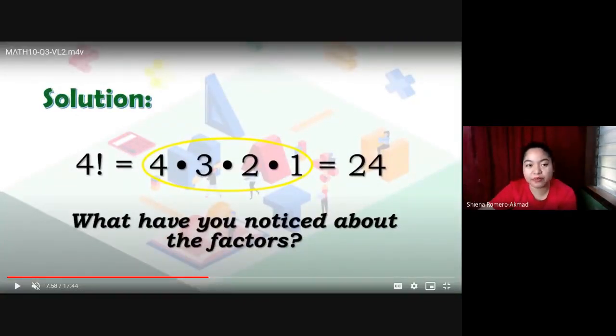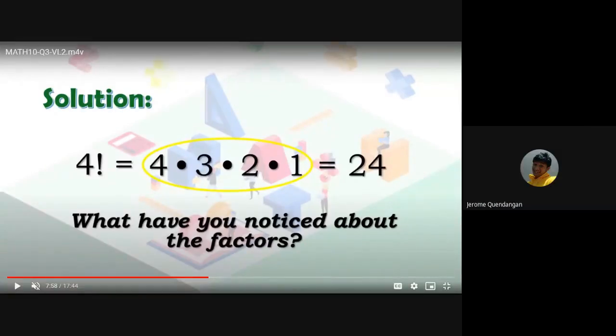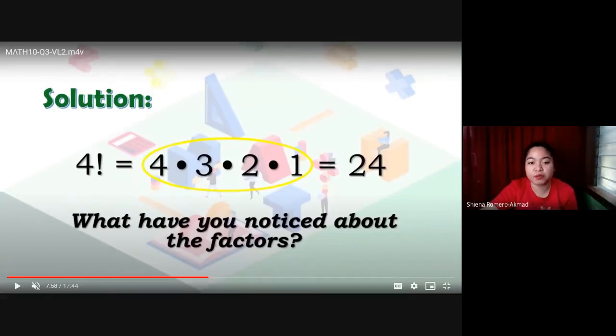What does it mean when I said 6 factorial? Anyone in the group? Yung product niya, ma'am, ng 6 pababa. Opo, product ng 6 and the numbers below it, hanggang 1 lang, okay? So, that's 6 times 5 times 4 times 3 times 2 times 1.